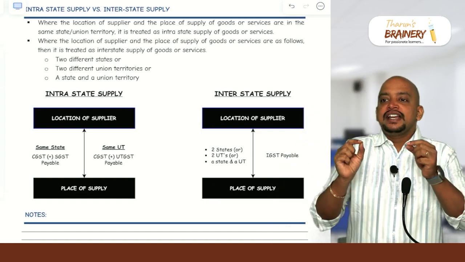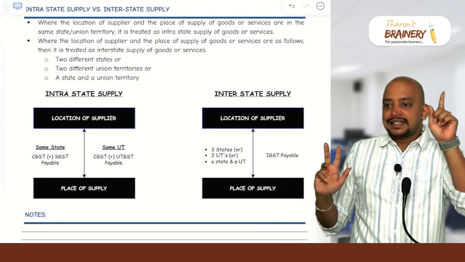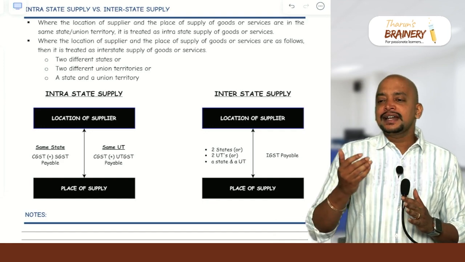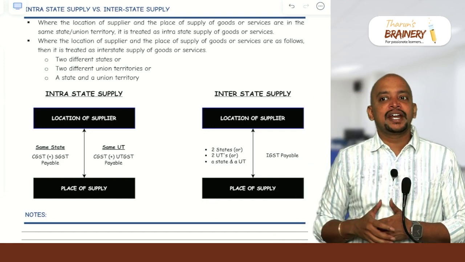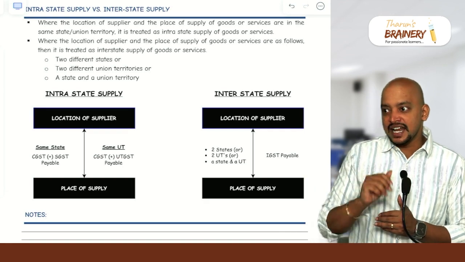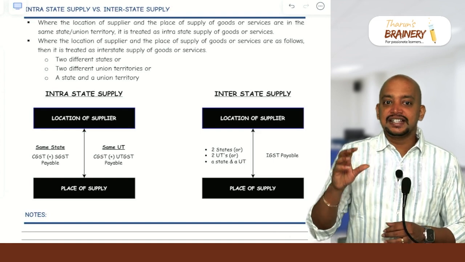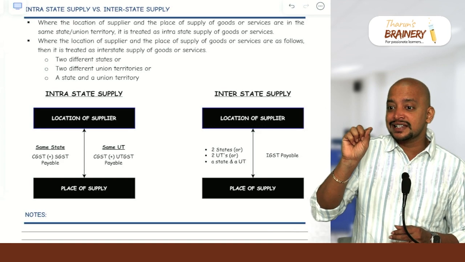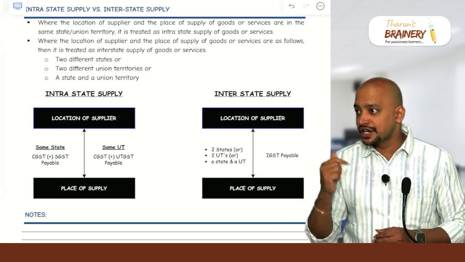So this supply is divided into two. What are they? Intrastate supply and interstate supply. Intrastate supply versus interstate supply. What is that it is running in your mind? Intrastate means within the state. Interstate means one state to another state. But this is just the layman understanding. But the real meaning of intrastate or interstate is not within the state or from one state to another state.